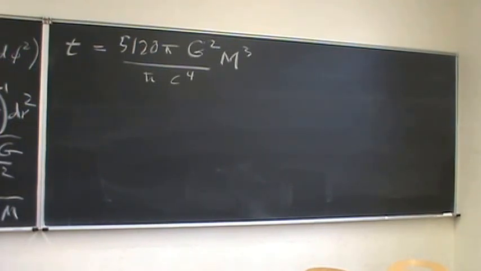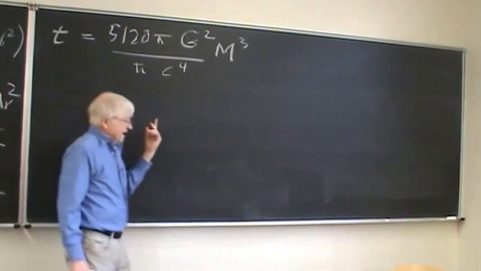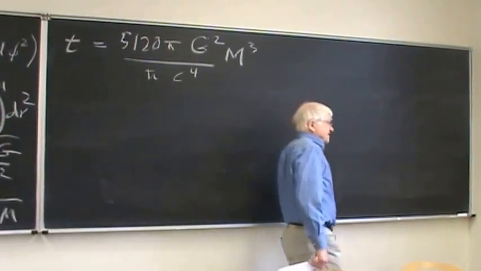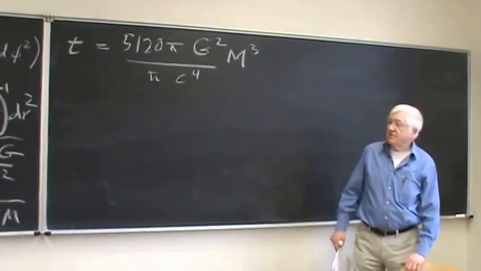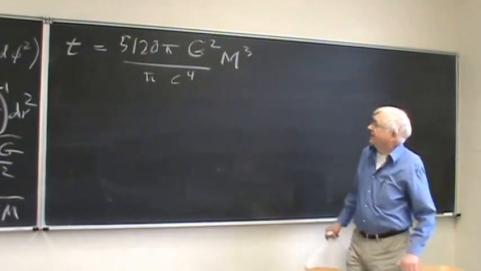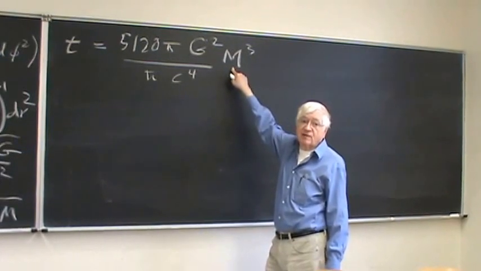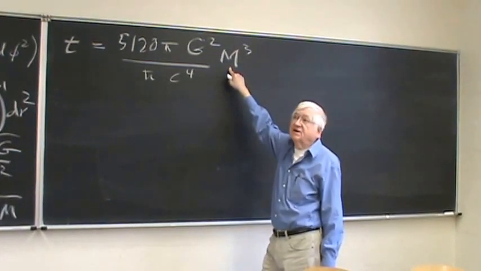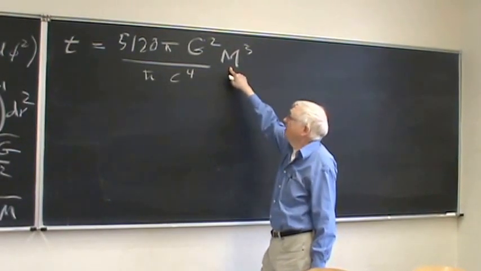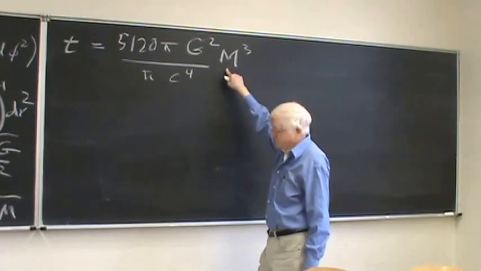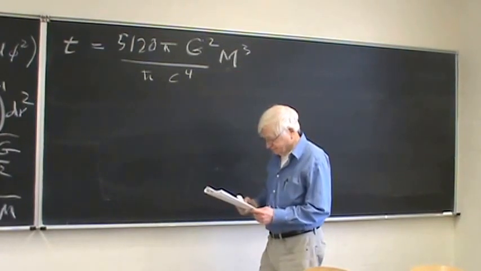And now you see that for a big black hole, the thing lasts basically forever because it's m cubed. But a small black hole doesn't last so long, because of the m cubed factor.